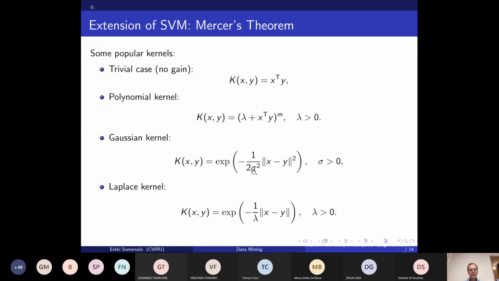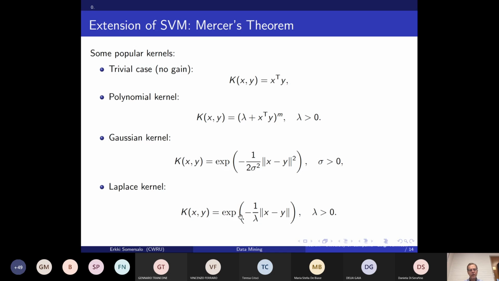If you take sigma really small, so your Gaussian is really narrow, then two points which are, let's say, 3 standard deviations from each other are essentially orthogonal in this generalized sense. So orthogonality now means that the kernel function of x and y equals 0. Okay, so this is a popular kernel. The Laplace kernel is another popular kernel.